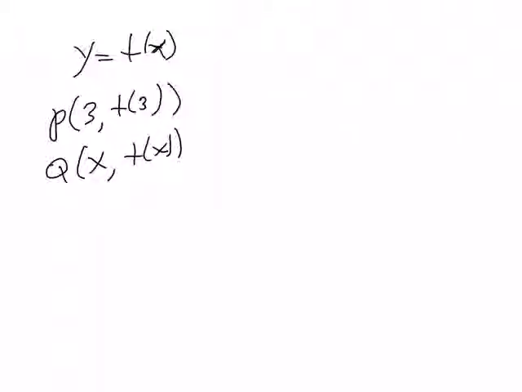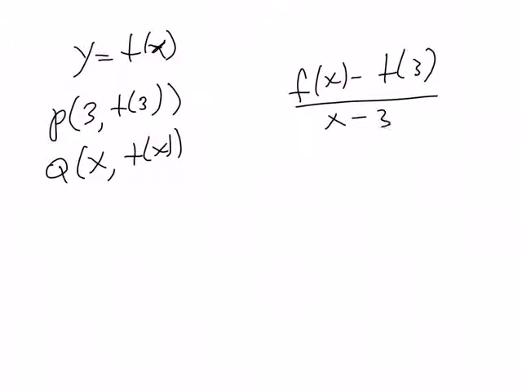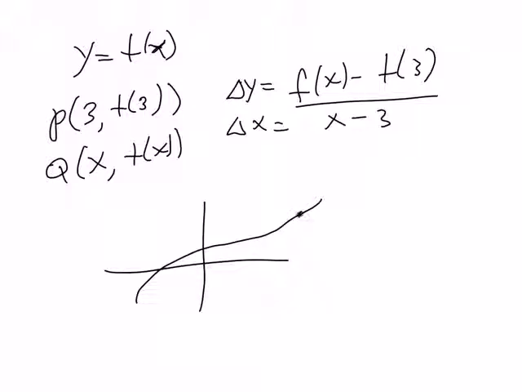So the slope of the secant line at P is going to be f of x minus f of 3 over x minus 3, because this is the change in y and this is the change in x, right? The change in y is f of x minus f of 3. So have something like this, and here is our x, and here is our 3, and here is our f of 3. Here's our point P, and here's our point Q.